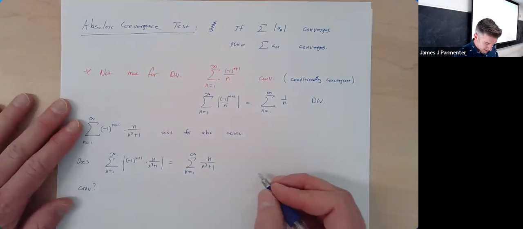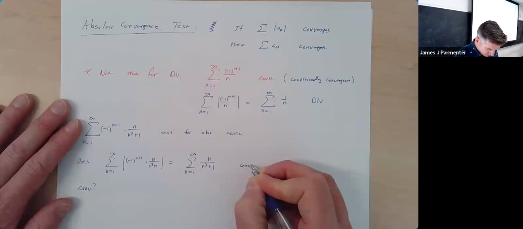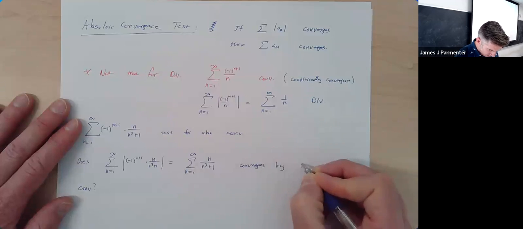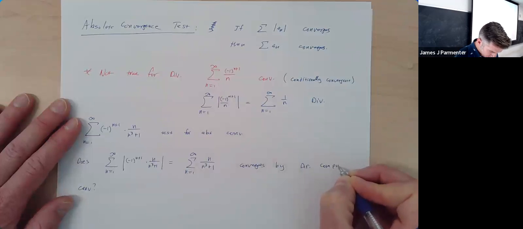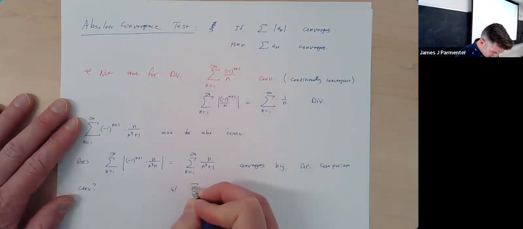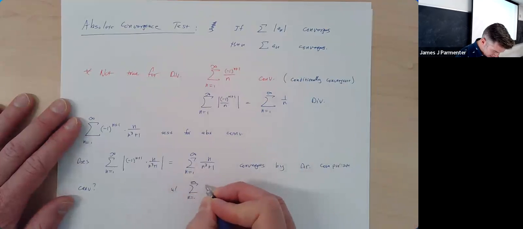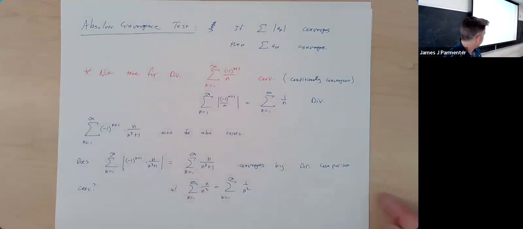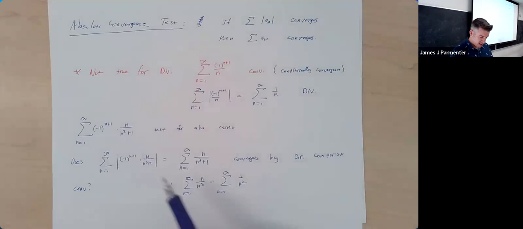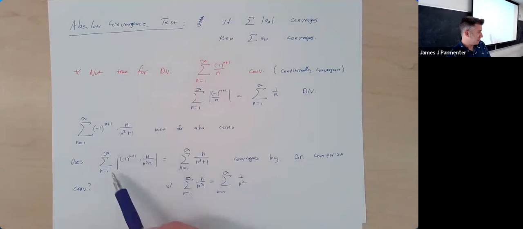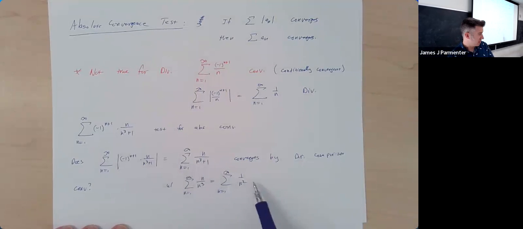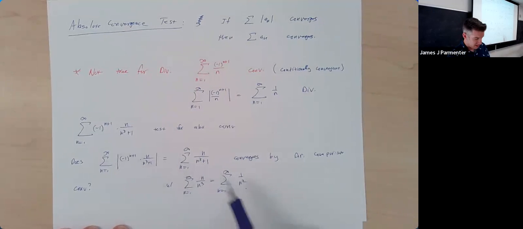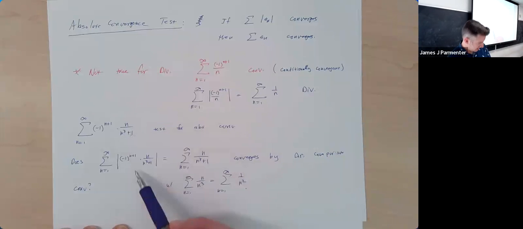So if we just use the direct comparison test, this is going to converge by direct comparison with the sum from n equals 1 to infinity of just n over n cubed, which is the sum from n equals 1 to infinity of 1 over n squared. It feels like a lot to say here, but what we're saying is this: the absolute value series converges by comparison with this convergent series. And then we can say that means this series converges because this series is absolutely convergent. Kind of a lot to say.